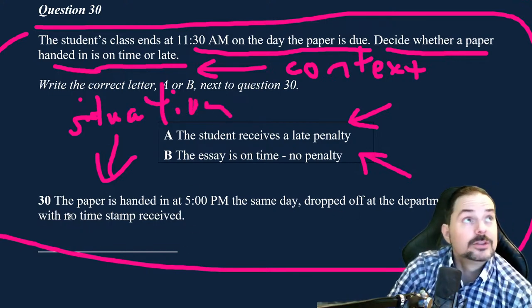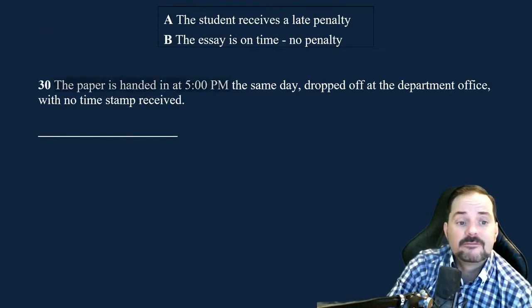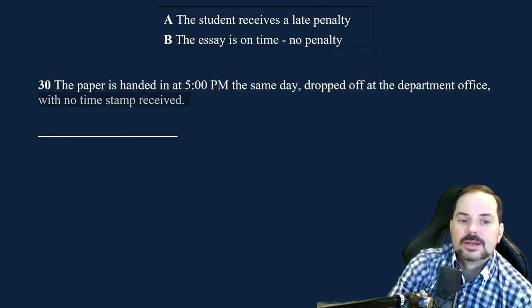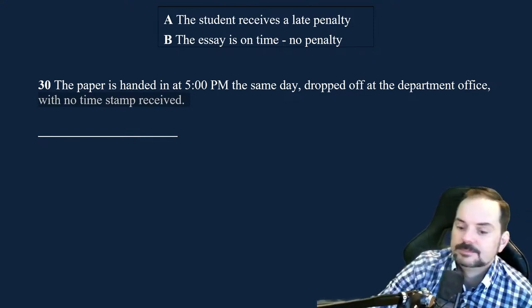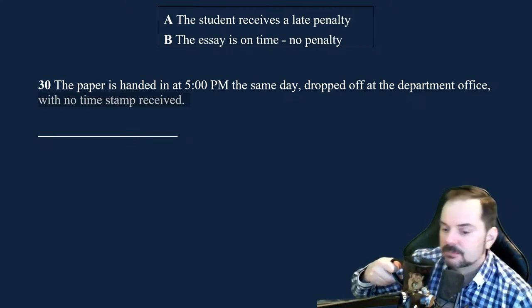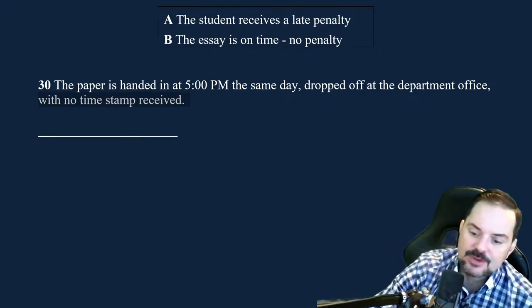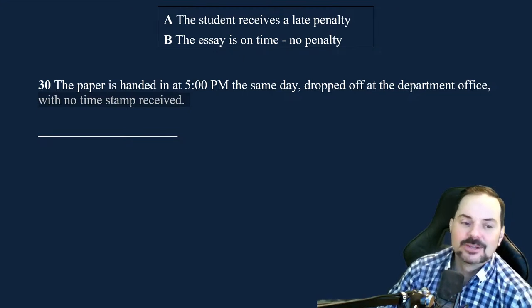Okay, so the situation is the paper, let me move this up for you a little bit. The paper is handed in at 5 p.m. the same day, dropped off at the department office with no timestamp received. Is it late penalty or no late penalty? Okay, what do you think? So Anna says B, it's essays on time, no penalty. Riyadh says it's late. Shaifor agrees. Okay. Swamjit says tell again for money. Not sure what that means. Okay. Halyaskar says no late penalty.